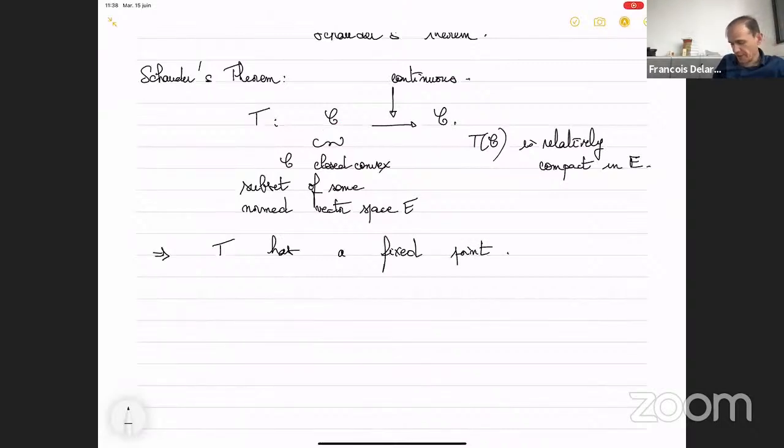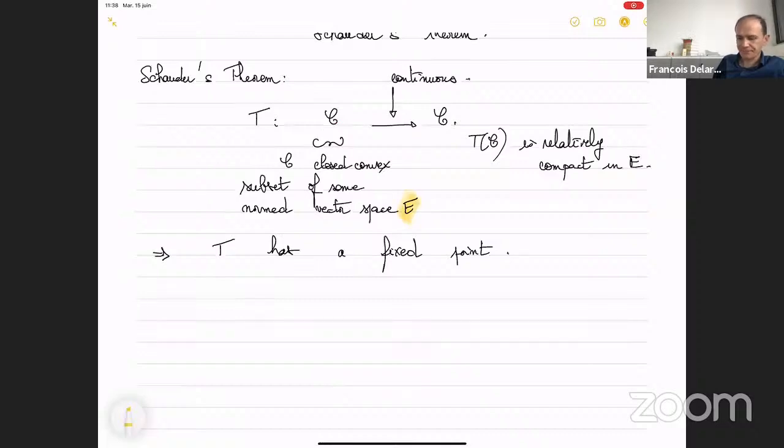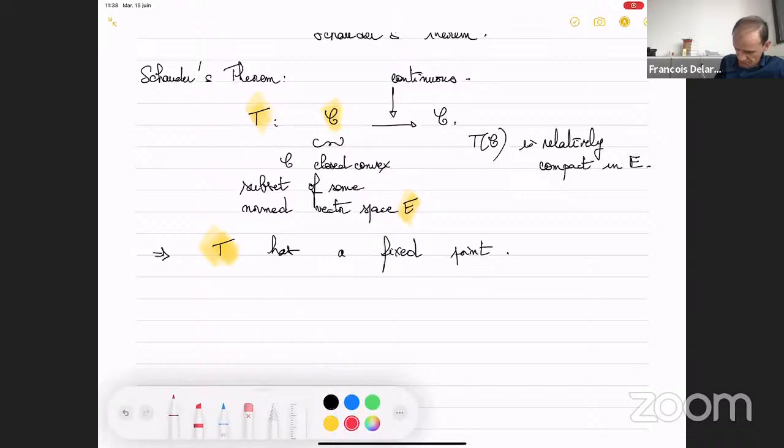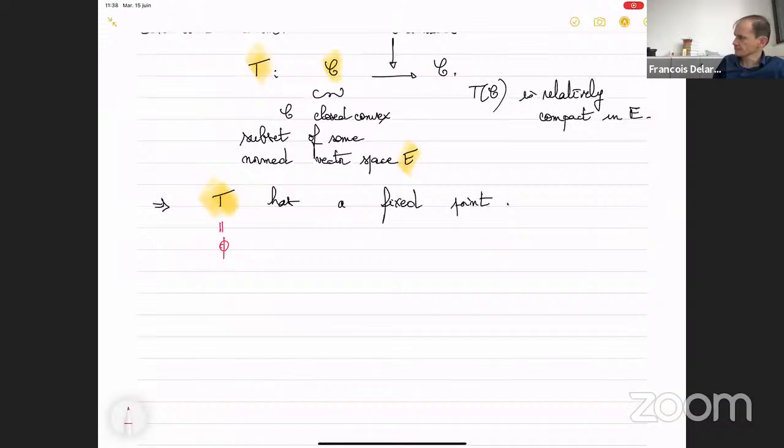Well, the question when you have this is how to apply this statement to our problem. So what is E, what is C, and what is T? It's not very difficult to guess that we are going to choose phi as being T itself. But now this is more subtle for E and C. In fact, if you have a look at the statement, you need a vector space, which is much larger than the space of probability measures, which is convex, but which is not linear.